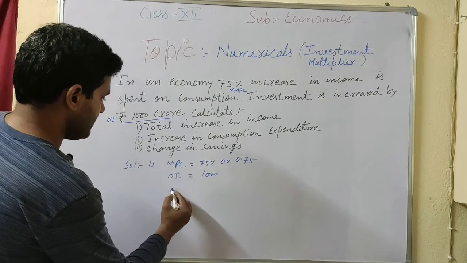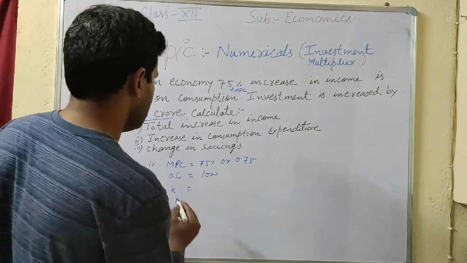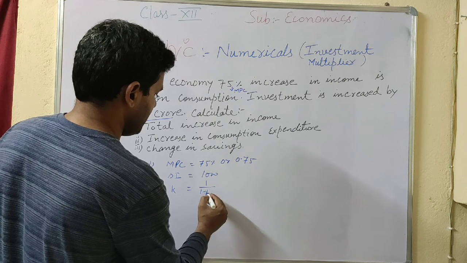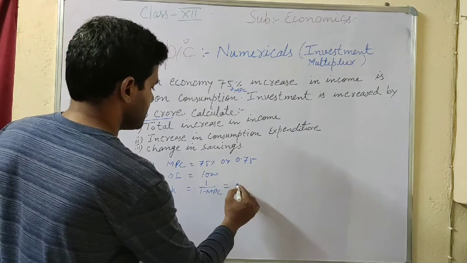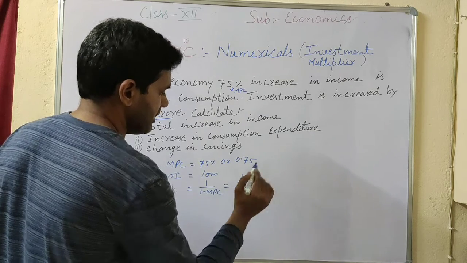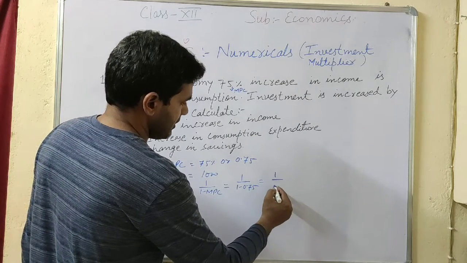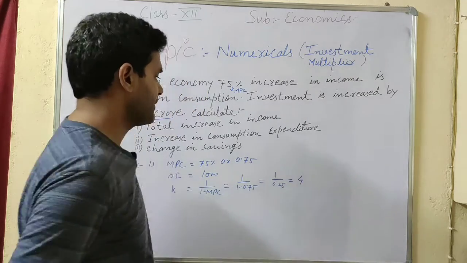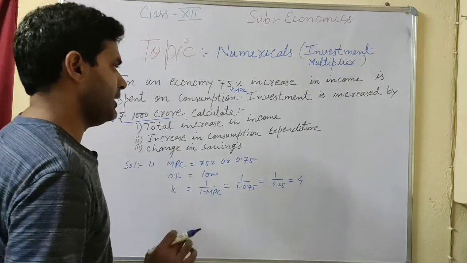First we have to calculate the value of K. K means multiplier, investment multiplier. We know the formula for getting K is 1 upon 1 minus MPC. MPC is given for us, so it becomes 1 upon 1 minus 0.75, right? Next, it becomes 1 upon 0.25, which is further equal to 4. So 4 is the value of K, or investment multiplier.